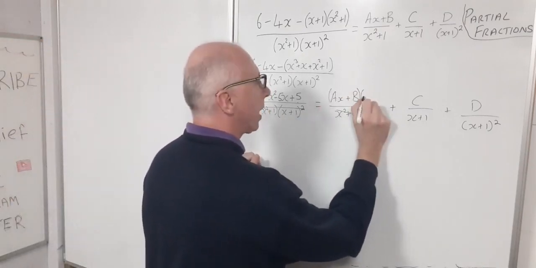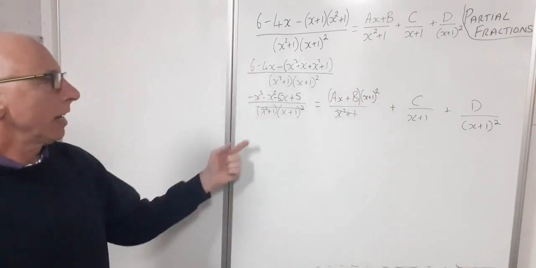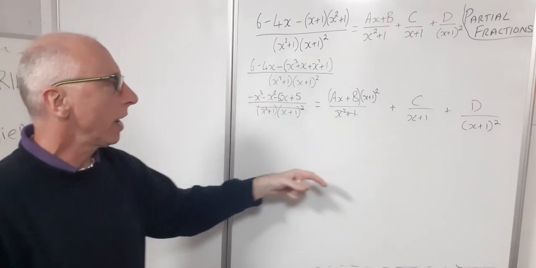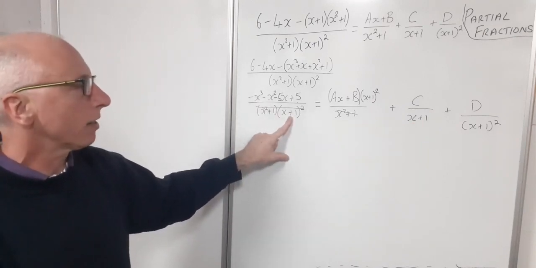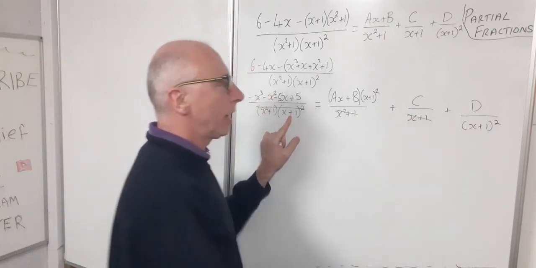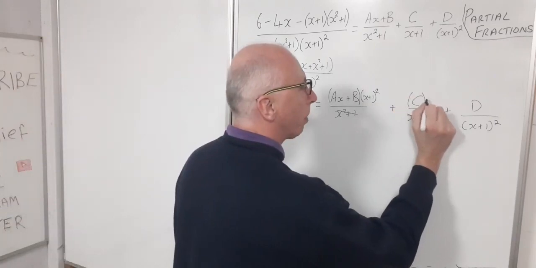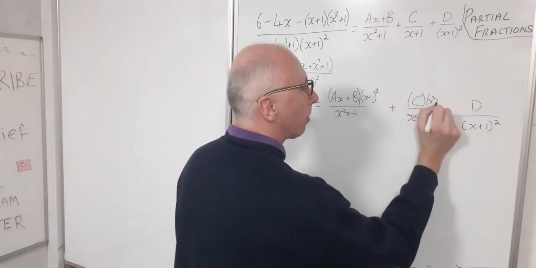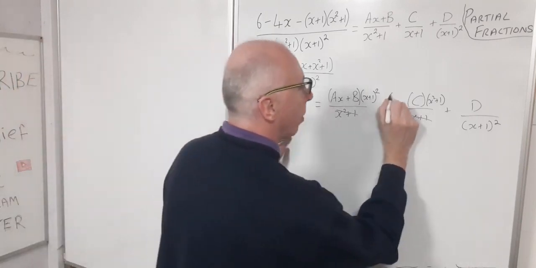So if I write that as x plus 1 squared to multiply everything there. Now same again here, I need to multiply this by x plus 1. So again, one of these x plus 1 squareds will cancel out the denominator. Then I'll be left with x squared plus 1. So I multiply the c with x squared plus 1 and one of the other x plus 1s. So I'll put that on this side.